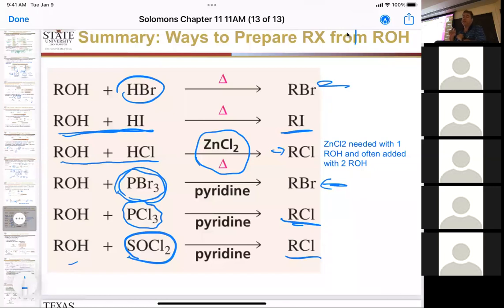So we have 1, 2, 3 ways to create a chloride because HCl by itself didn't work. So they created other reagents around it so that we could do that. But HBr works great, HI works great, and PBr3 and PCl3 will also work well. All right, questions now. Okay, so those are all pretty simple. We're using mechanisms we already know, and we're just using reagents that are making our oxygen a better leaving group.